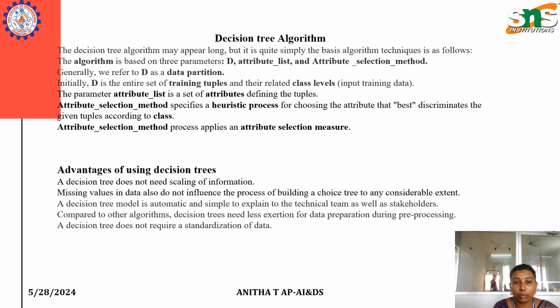Then coming to the advantages of using decision trees, a decision tree does not need scaling of information. Missing values in data also do not influence the process of building a decision tree to any considerable extent. The decision tree model is automatic and simple to explain to the technical team as well as stakeholders. Compared to other algorithms, a decision tree needs less effort for data preparation during pre-processing. A decision tree does not require standardization of data.